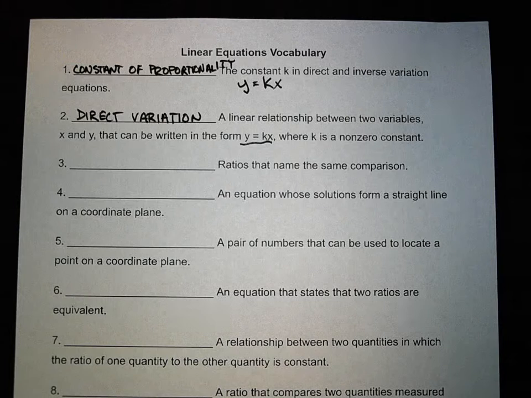And you might use it for something like an equation for how much I get paid per hour. Y would be your total pay. K would be a constant. Let's say $4.50 an hour. And then X would be how many hours you worked. You work 2 hours, you get $9. Because it's 2 times $4.50, right?